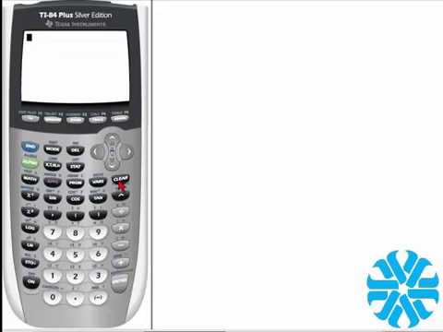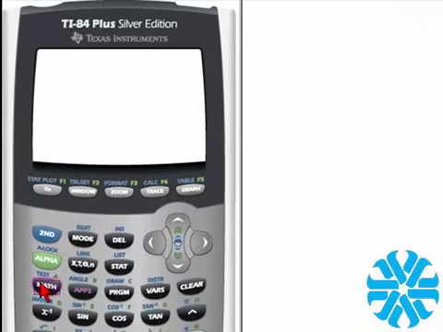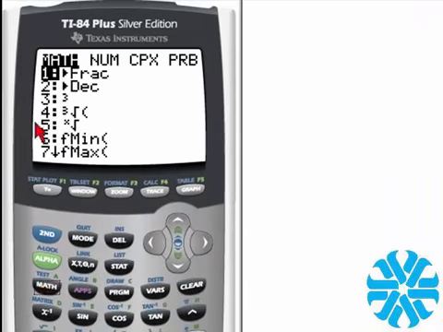Now let's go on to example number 2. Example 2 involves cube roots. So let's take the cube root of 27. To do that, we're going to hit the math button first. And if you notice here, line number 4 says cube root.